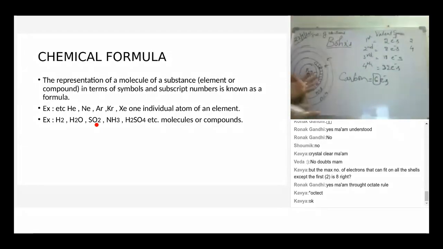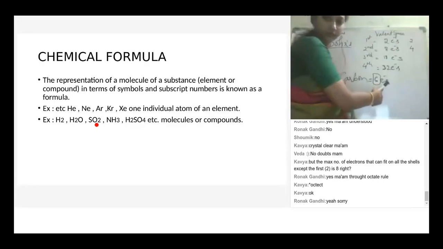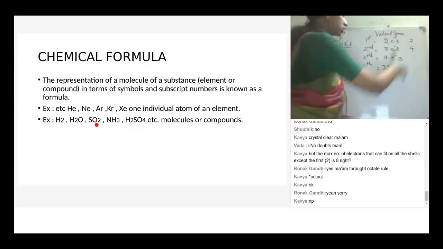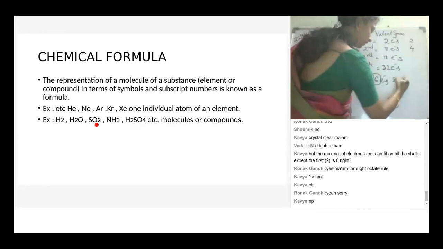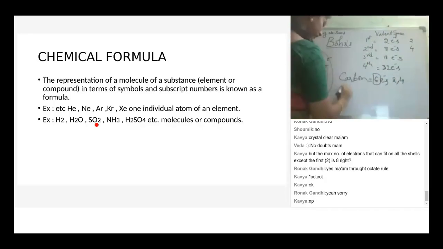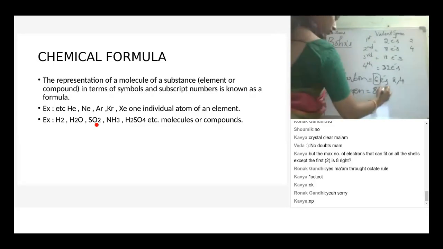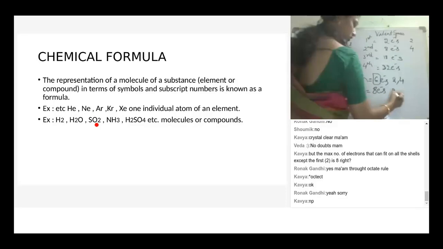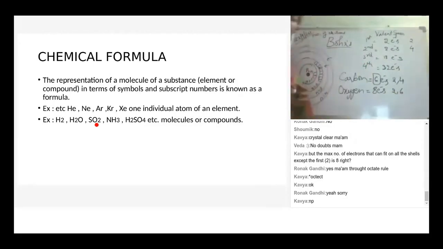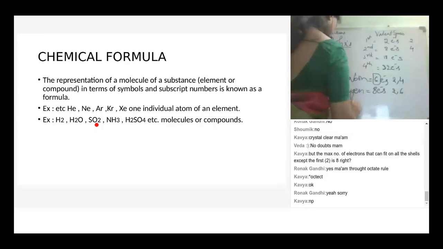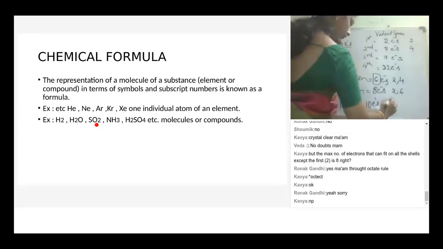So carbon has 6 electrons. So 6 means 2, 4. The electronic configuration of carbon is 2, 4. What is the electronic configuration of oxygen? 2, 6. Understood? Neon, 10 electrons: 2, 8.